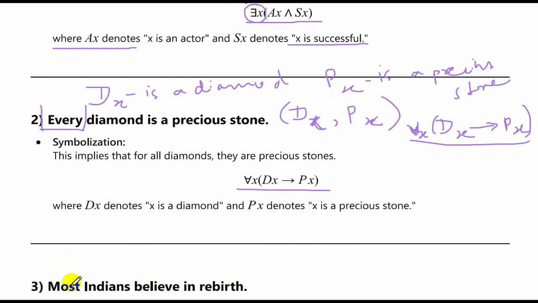Most means not all. Most is not all. So this is an existential quantifier. I've also not solved these sums. I'm just doing it right now on the go, so I may be wrong also. Let's see how correct I am, because I'm also learning along with you all.